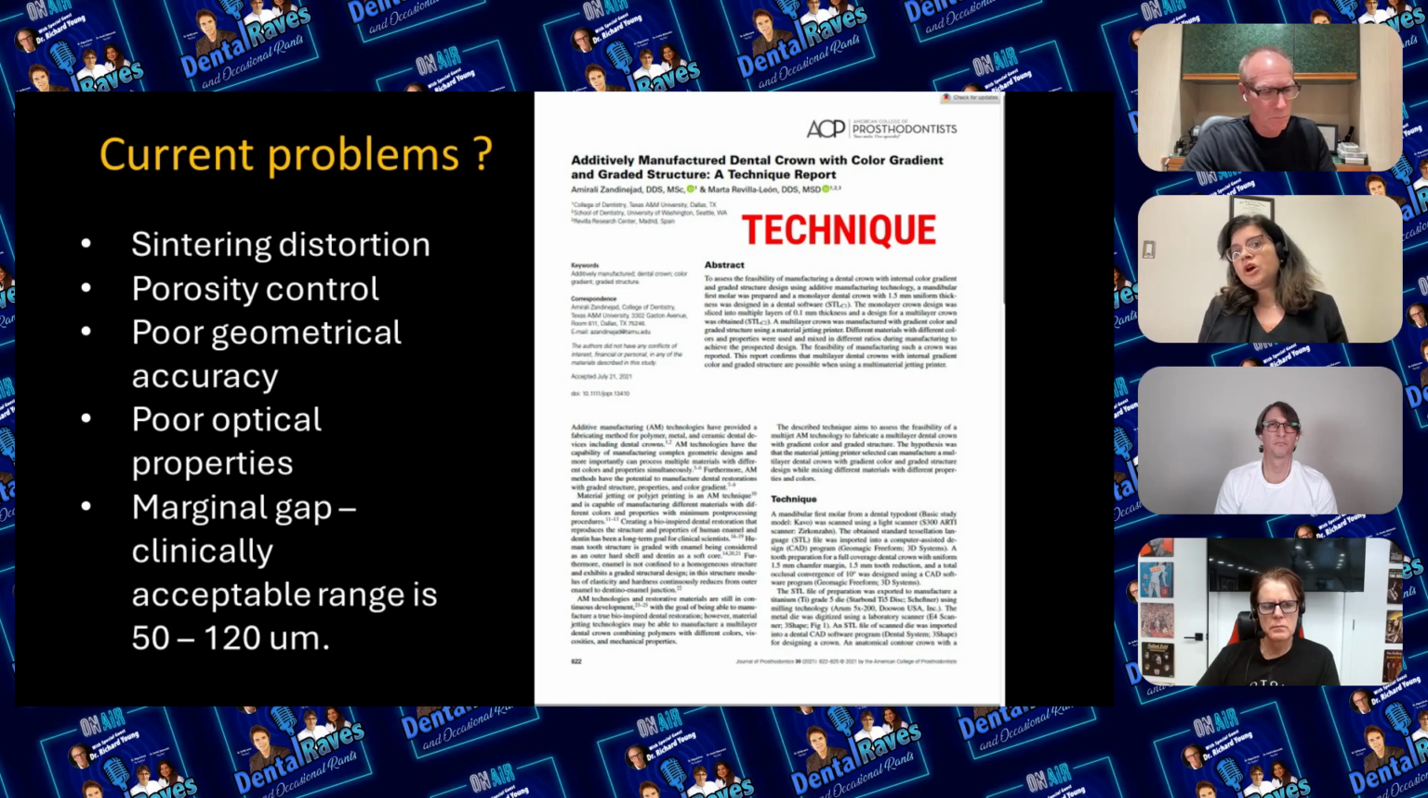Marginal gap, we all know clinically acceptable is between 50 to 120 microns. Some of the papers do report that we get that kind of marginal tolerance with 3D printed zirconia materials, whereas other studies report data otherwise. But we are there. This is a technique that was described by, again, Amirali and Marta to produce gradient structure by multi-layer jetting of these materials.